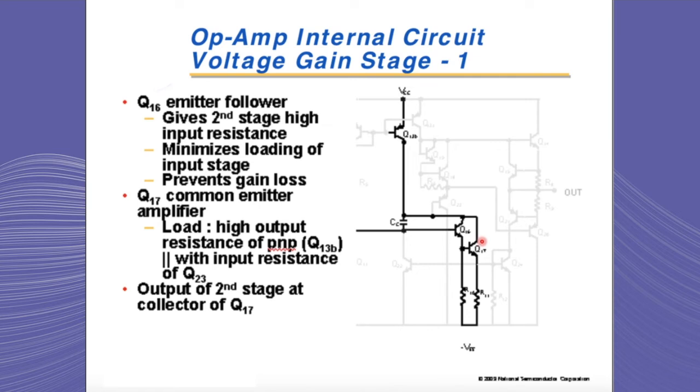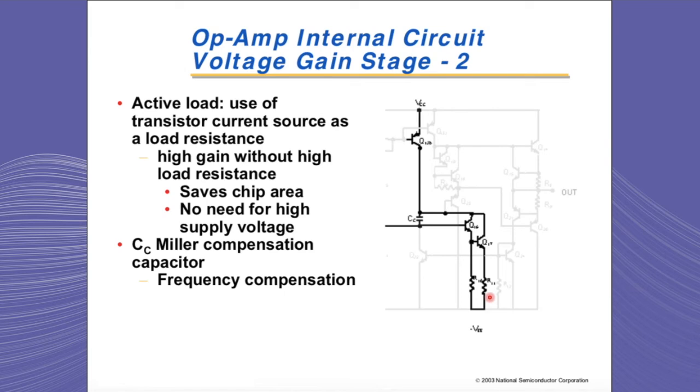The load of Q17 is the output of Q13B, which is a PNP transistor, in parallel with the input resistance of Q23, which is another PNP transistor. Output of the second stage of the amplifier is taken at the collector of Q17.